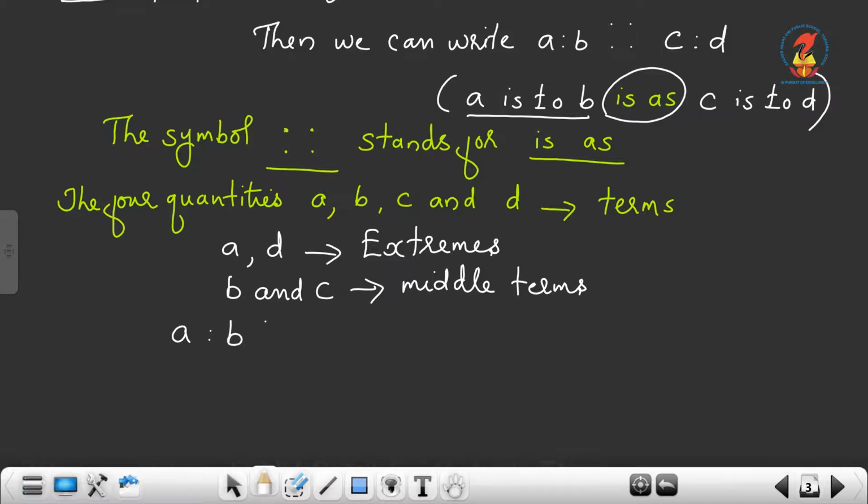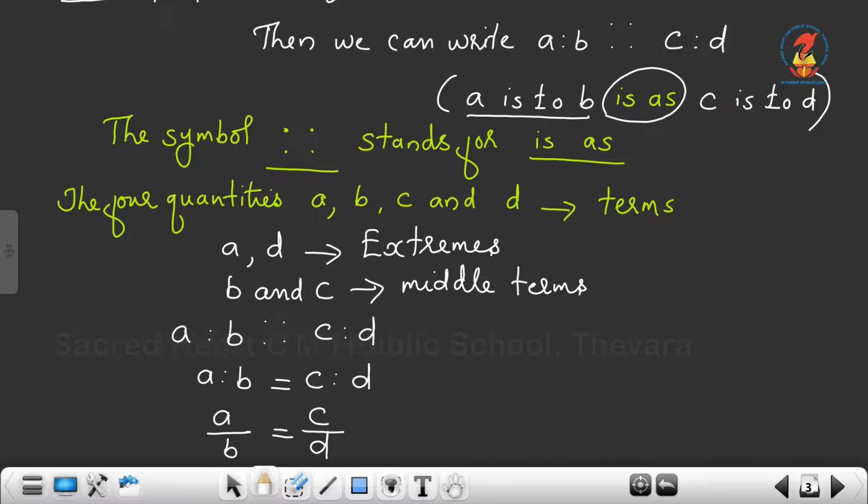A is to B as C is to D, which means that A is to B is equal to C is to D. A is to B means A by B, which is equal to C by D. Then A and D are known as the extremes or extreme terms, and B and C are known as the middle terms.